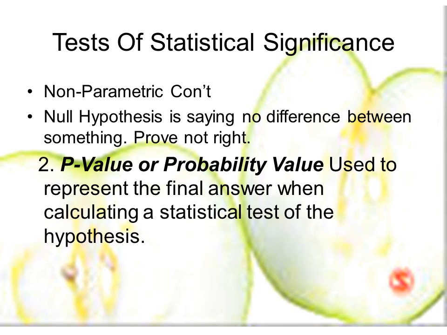So continuing on with our tests of statistical significance, looking at non-parametric. One thing that we always look at is a null hypothesis. And basically what our null hypothesis is saying is that there is no difference between what you're looking at. So if we come up with our hypothesis and we end up having to adopt the null hypothesis, that means that there was no difference in our study.